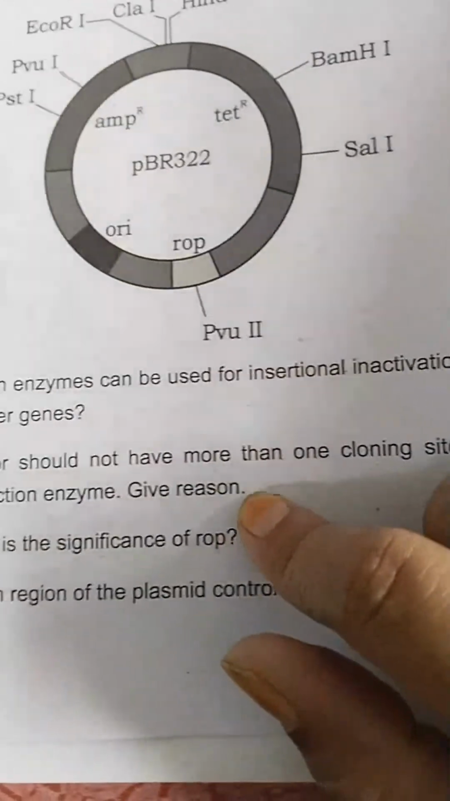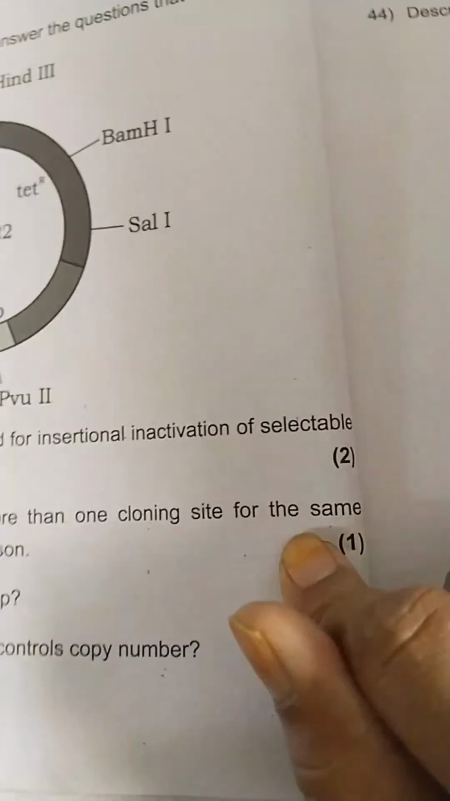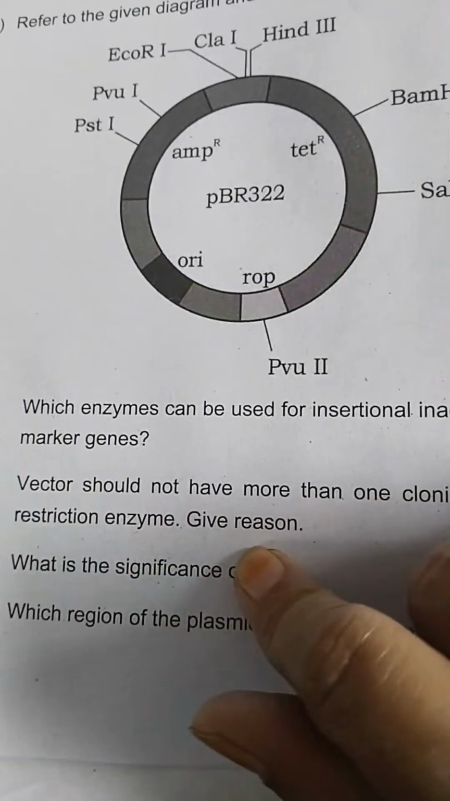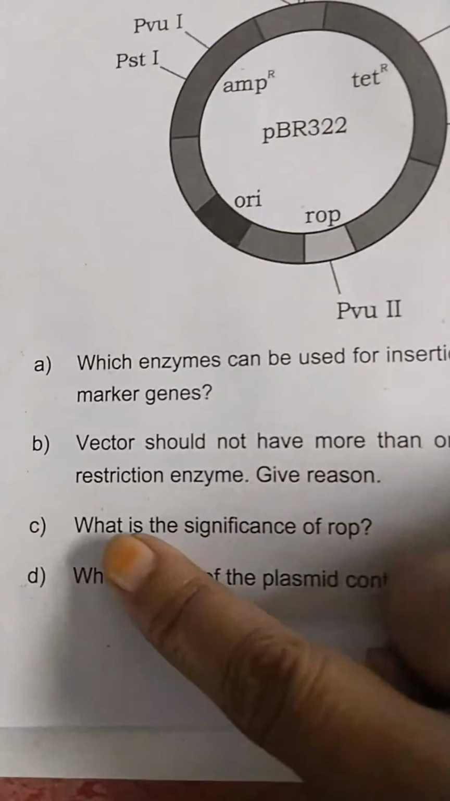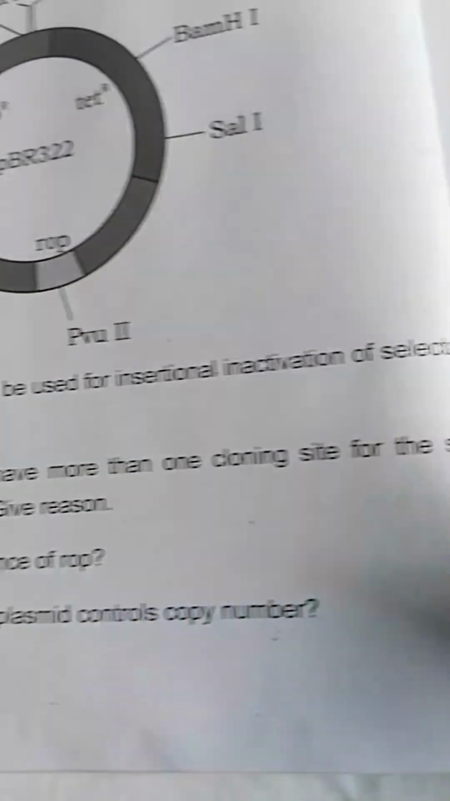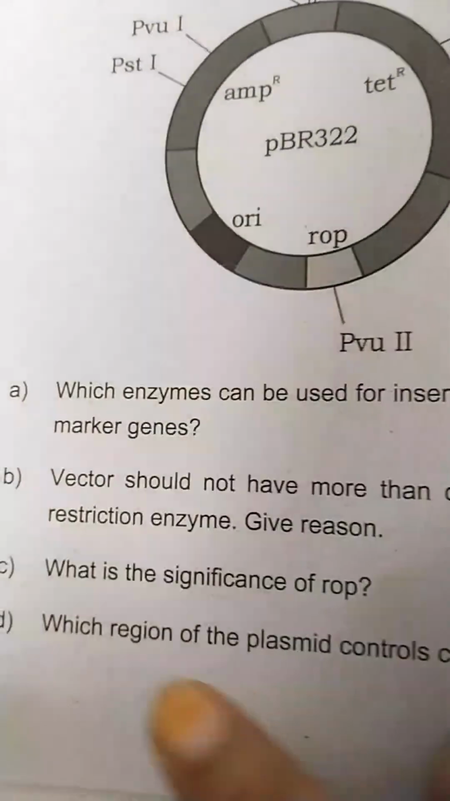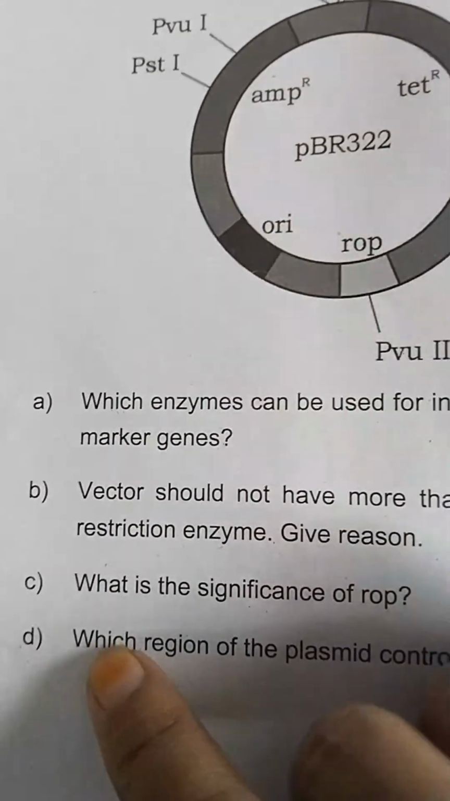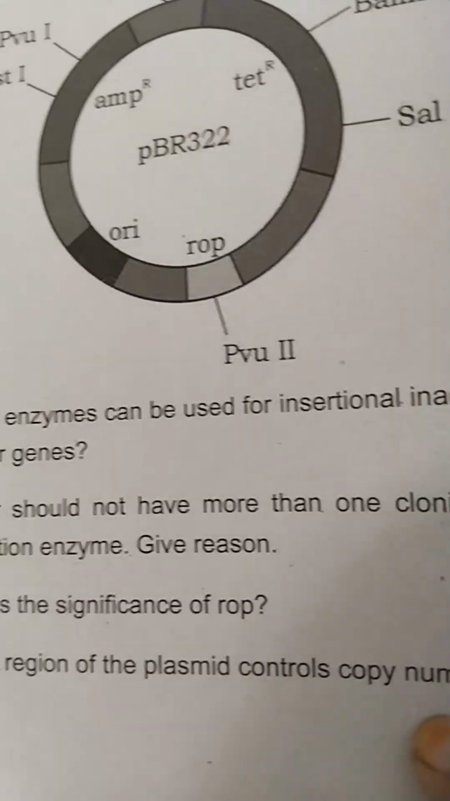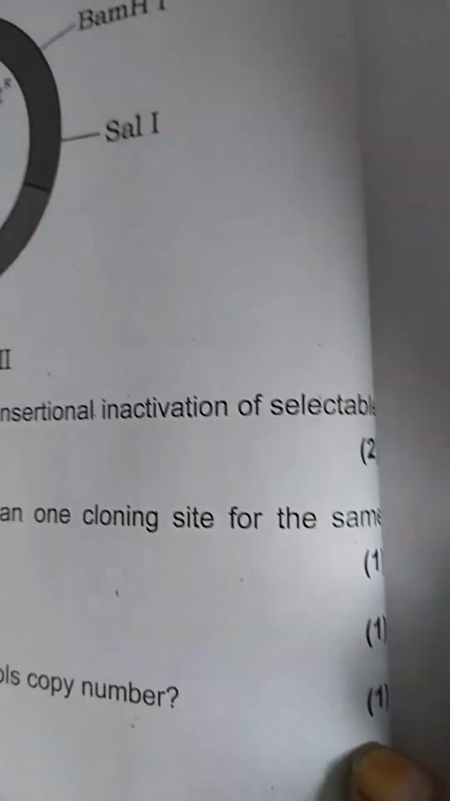Next, a vector should not have more than one cloning site for the same restriction enzyme; give reason. It is going to carry 1 mark. What is the significance of ROP? It is also going to carry 1 mark. The last question is: which region of the plasmid controls copy number? This is also going to carry 1 mark.